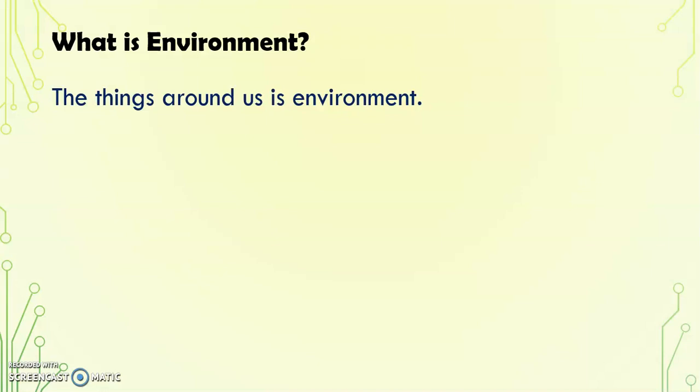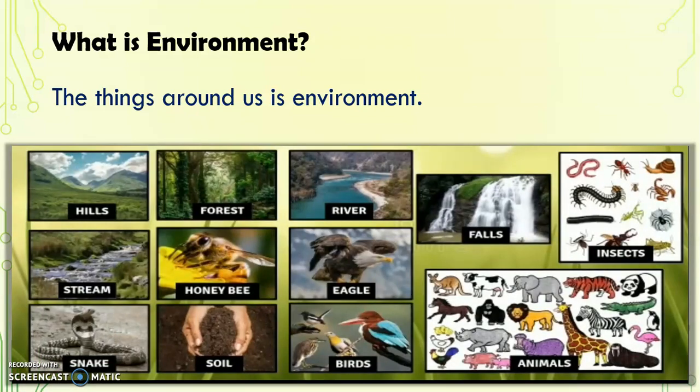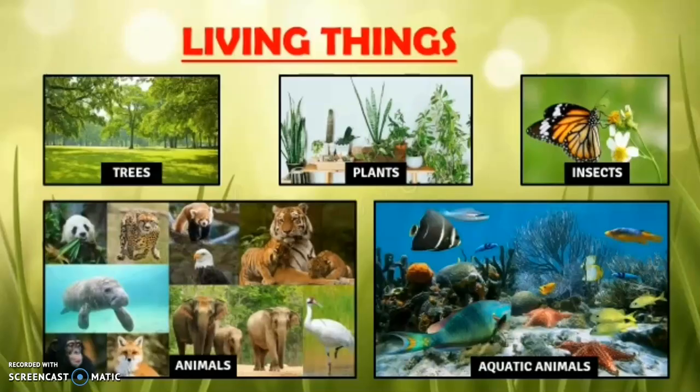So, what is environment? The things around us is environment. What are the things around us? Hills, forests, river, falls, insects, stream, animals, birds, reptiles, all constitute our environment.